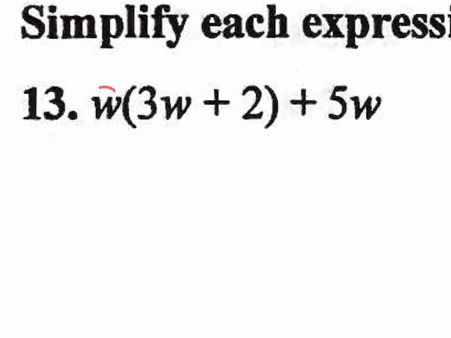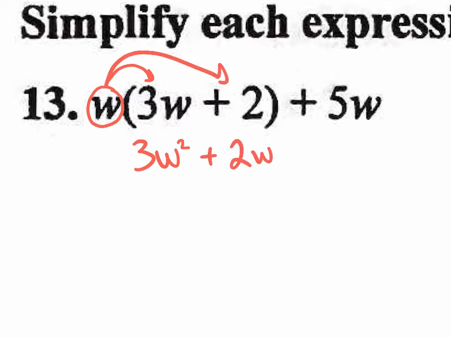So I want to take this outside w and go w times 3w, that'll be 3w to the second power, w squared. And then w times 2, that'll just be a 2w. And then you bring down the rest, you bring down the plus 5w. So we've already distributed, that was multiplication. Now we're going to combine like terms. There's 3 terms right there.